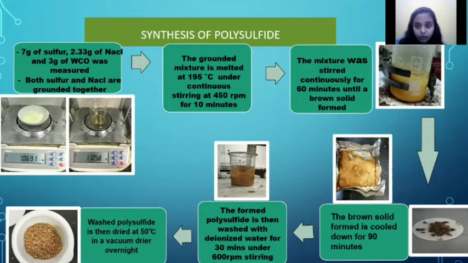Then the formed brown solid is cooled down for 90 minutes, and the cooled polysulfide is then rinsed with deionized water for 30 minutes under 600 rpm stirring. This is conducted in order to remove the NaCl that was ground together with the sulfur earlier. NaCl was added into the synthesis of polysulfide in order to increase the porosity of the adsorbent. So finally, the washed polysulfide is dried at 50 degrees Celsius in a vacuum dryer overnight.